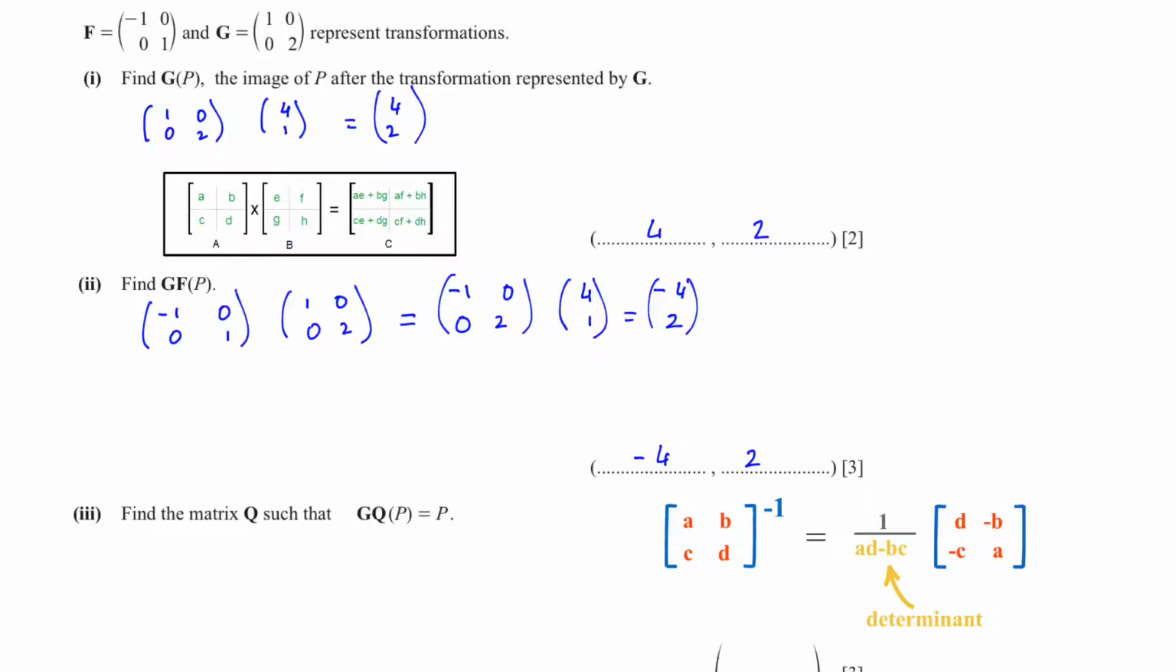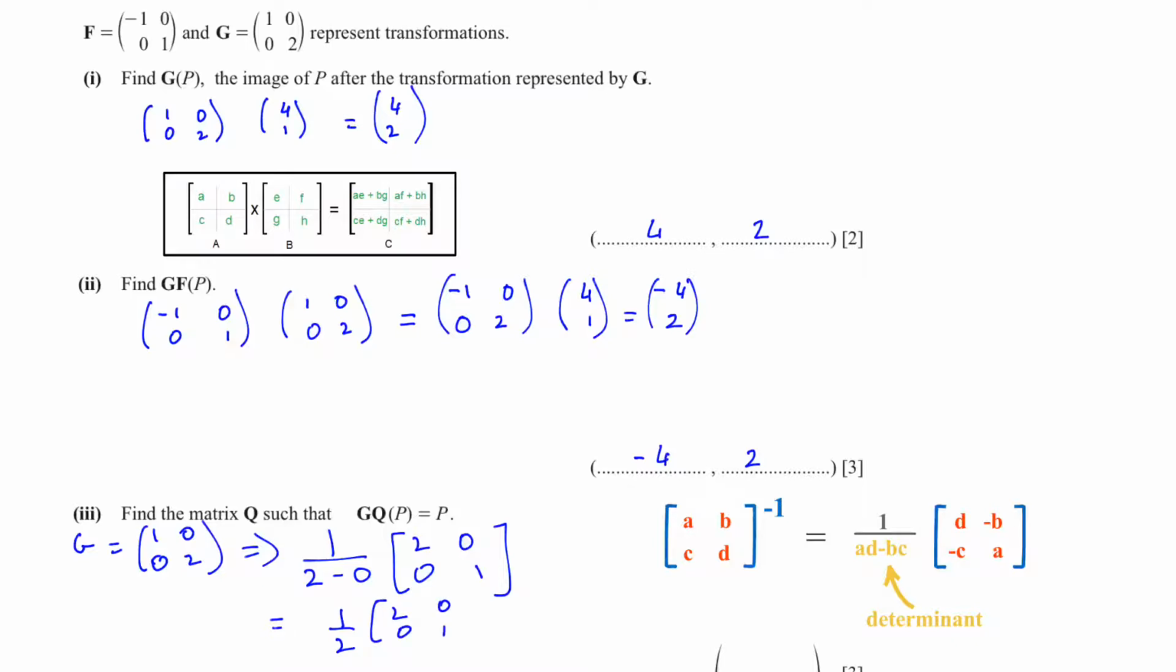So we are talking here about G. G is 1002. So what is the determinant going to do? 1 multiplied by 2 minus 0, and we'll change the places of 2 and 1, and 0 will remain the same. So this will give us half 2001.